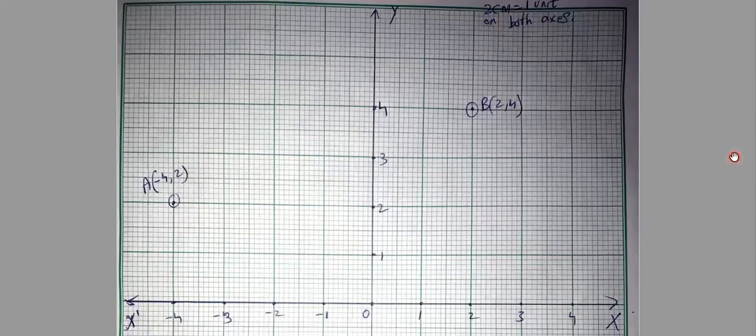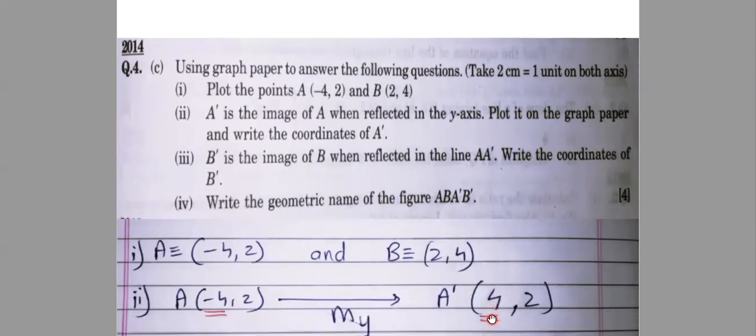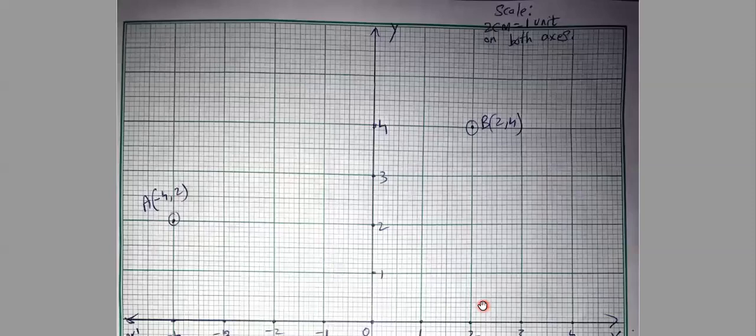This is my x-axis, this is my y-axis. See, one big block having unit 1 value. I plotted point A (-4, 2) and then point B (2, 4). Next step, once again I'm going back. A dash is the image of A, so we got A dash by reflecting through the y-axis. Hope you remember this. We need to plot the image A dash also. So now I'm plotting A dash.